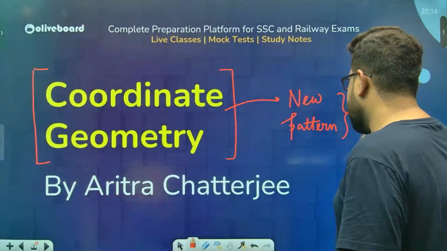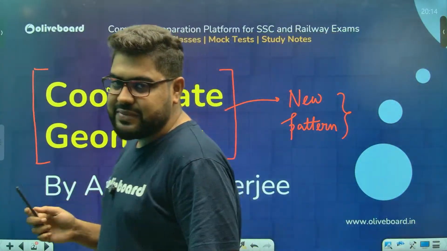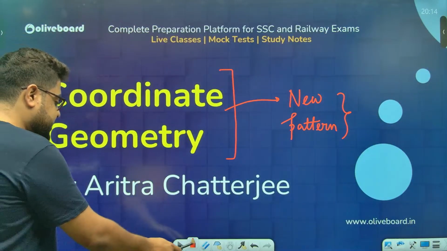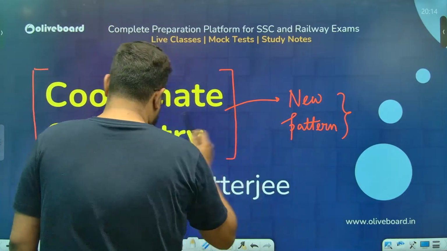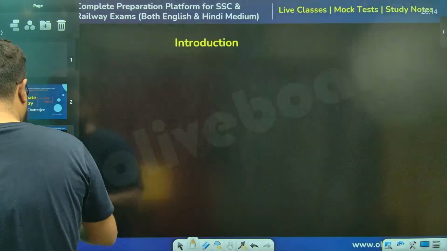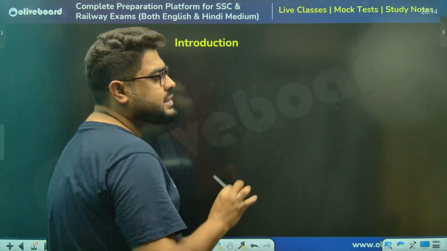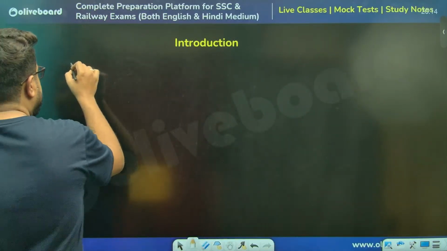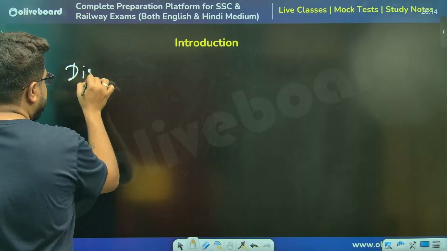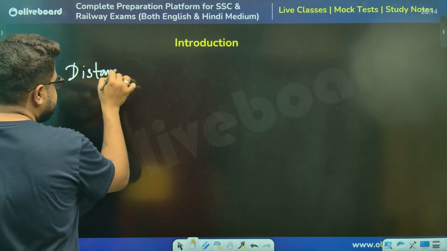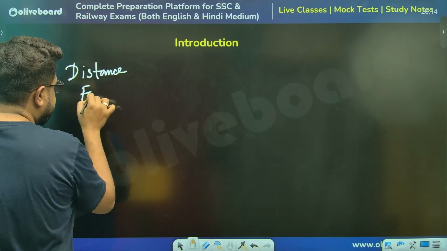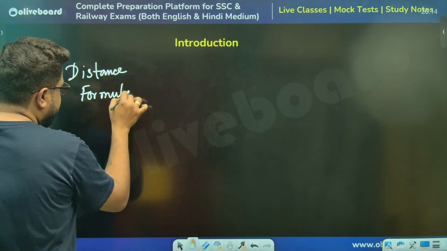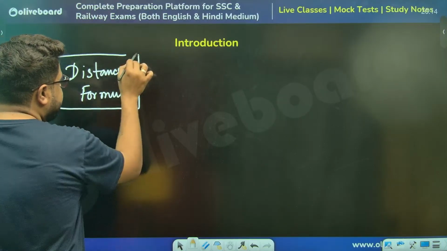Now, let's go back to our class. First things first, the basics. I am assuming a couple of things, that we all know what the distance formula is. What is your distance formula? If you don't know, I'm not getting into the derivation.